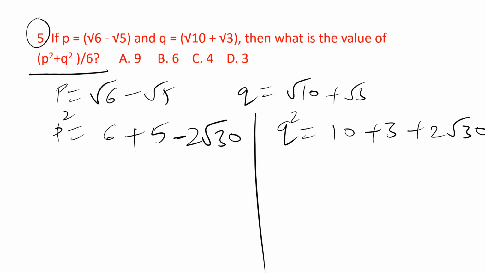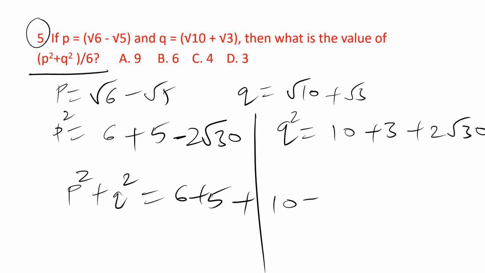But on adding both, p square plus q square, we get 6 plus 5 plus 10 plus 3. Both minus 2 root 30 and plus 2 root 30 get cancelled, and the value of p square plus q square is equal to 6 plus 5, 11, plus 13, 24.